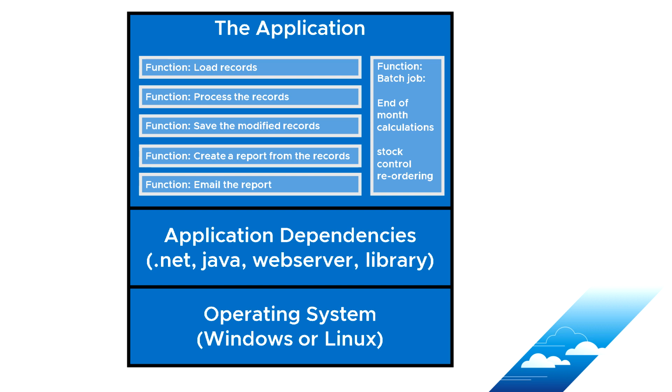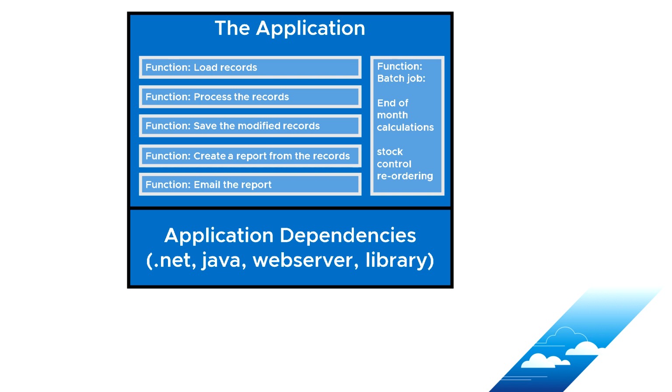There might be other things inside the application which perform something we call batch jobs. So it might be that there's a special job that runs at the end of the month, or there might be a special job that runs on a regular basis to do stock control and reordering. But either way, what we're saying there is that there's more detail inside the application itself, and those smaller pieces of code that do specific things are called functions.